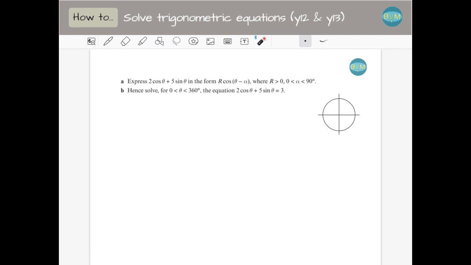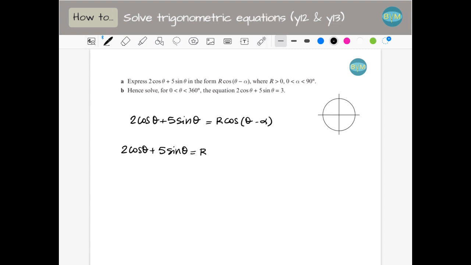I have to first write the expression. So let me show you how we do these questions. I have 2 cos theta plus 5 sine theta, which has to be written in this way. So what I'm going to do is write the addition formula for cos. I have 2 cos theta plus 5 sine theta is R, and I'm going to write cos theta cos alpha plus, just using the addition formula, sine theta sine alpha.